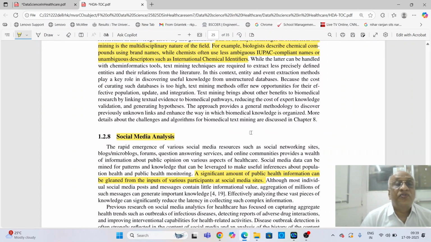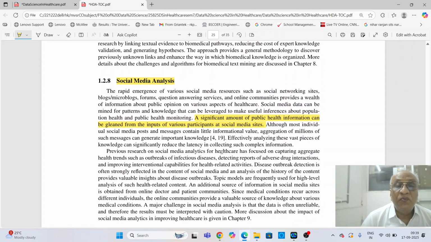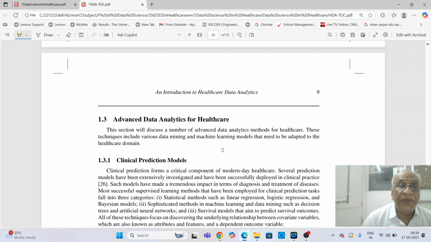The next source of healthcare data is social media analysis. A significant amount of public health information can be gleaned from the inputs of various participants on social media.